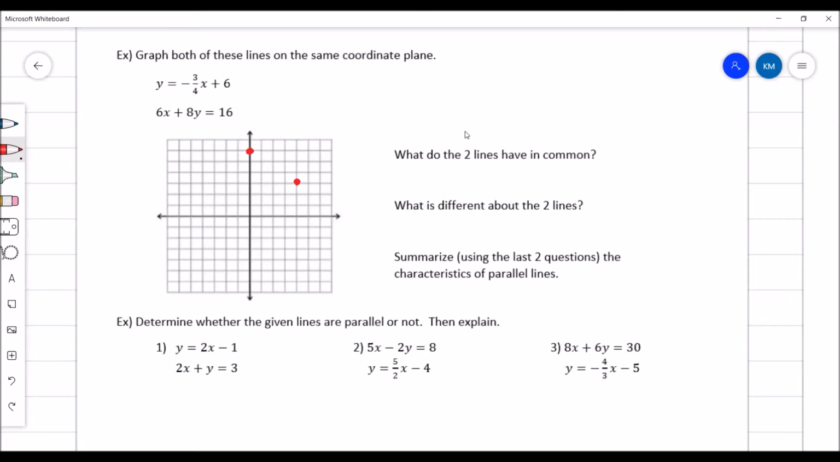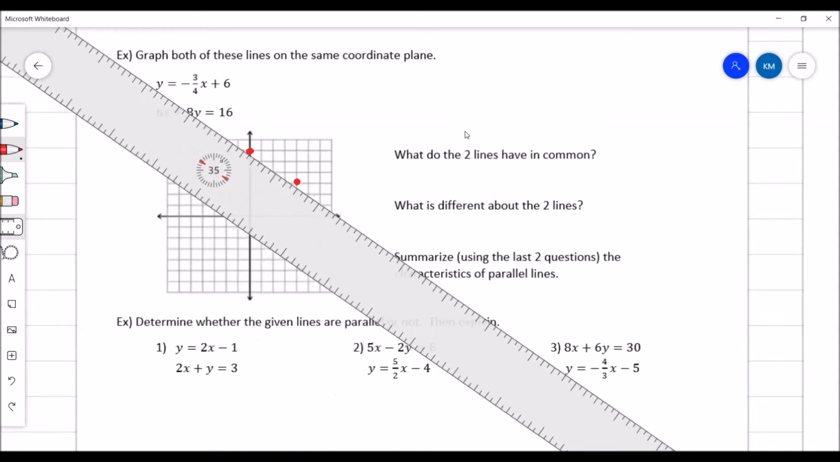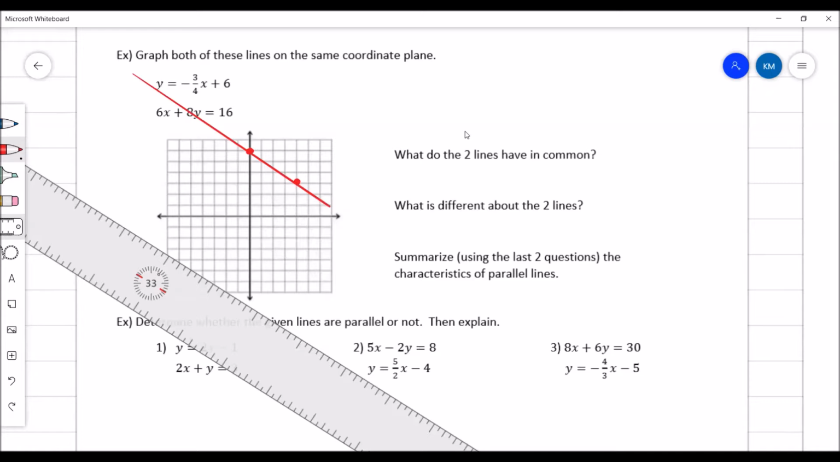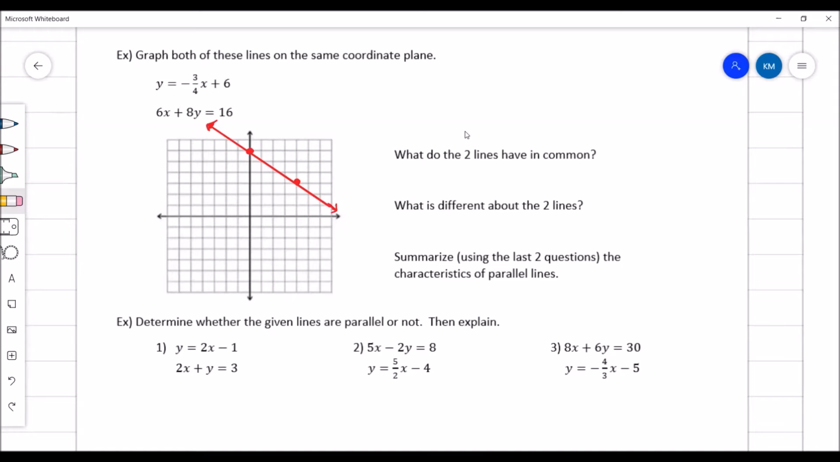Okay, I'm going to make my line that goes through these two. Okay, so that's my first line. Let me erase this excess line there, okay? And now for my second line, I have 6x plus 8y equals 16.